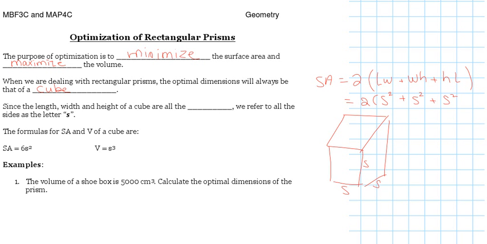All right. Now, if I want to simplify this, I have 2 times S squared plus S squared plus S squared, which is 3S squared, which means I have 6S squared. So the surface area of a cube is 6S squared, because I only have one dimension, one measurement for all my sides. Does that make sense?